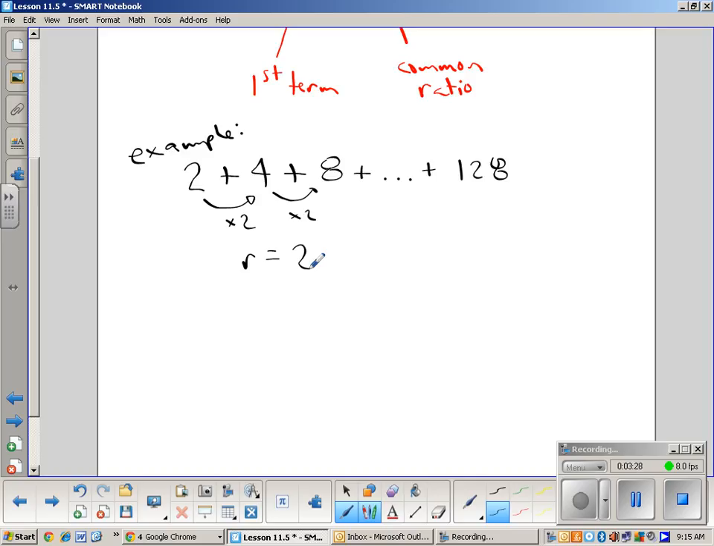So my formula would be something like 2 to the n, right? I might look at it as 1 times 2 to the n, but it would be the same thing. 2 to the first power is 2, 2 to the second power is 4, 2 to the third power is 8. So here's my formula. So that means 2 to the n would have to equal 128.